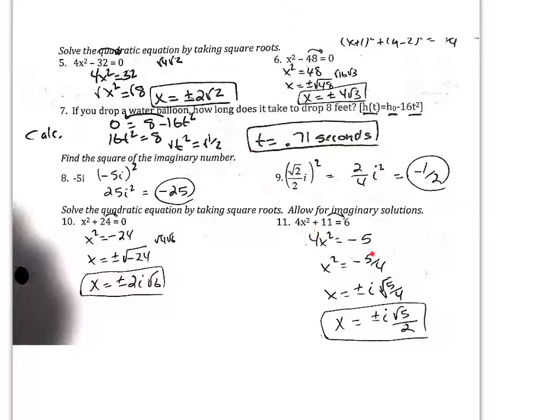Number 11, move the 11 over. You get -5. Divide by 4. It's -5/4. Take the square root because that's what you have to do with x squared. You got to take out an i because you have a negative. The square root of 5, I don't know. The square root of 4 is 2. So put i on 5 over 2 down there. Here's the secret if you're watching this video. Number 11, same exact problems on the test tomorrow.